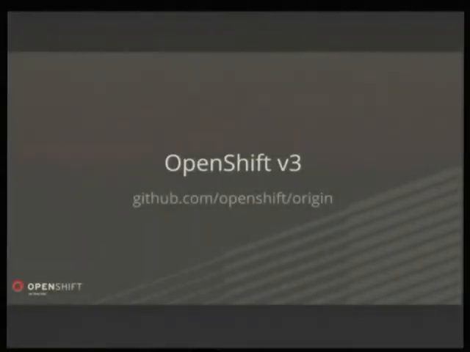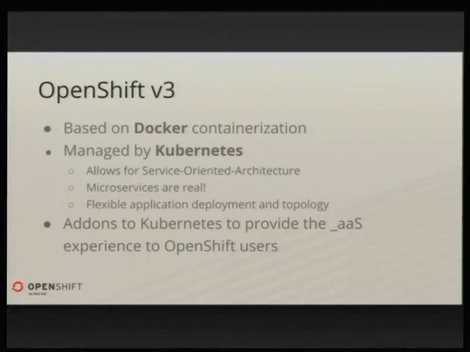Okay, so that was Kubernetes, a very, very brief and quick introduction. I'll now talk about OpenShift V3. As I said, OpenShift V3 will be based on Docker containerization technology, and the Docker containers will be managed by Kubernetes. This will basically allow you to do the service-oriented architecture for your applications. Yeah, microservices are real. It also gives us a flexible way to deploy the application. You can have very weird topologies for your networking, how your services are together. You can easily scale horizontally and so on.